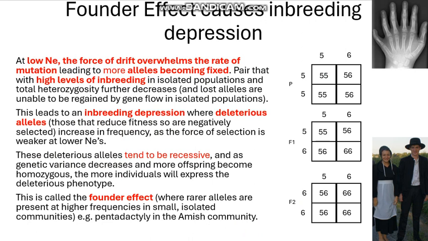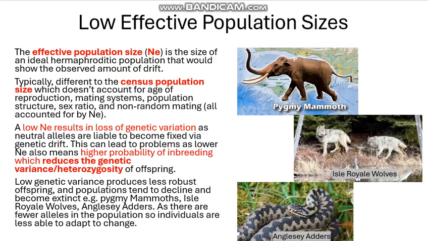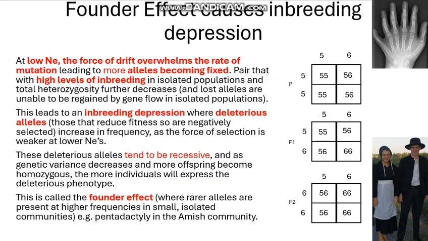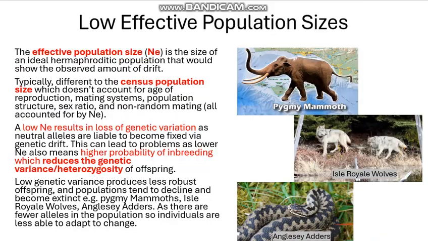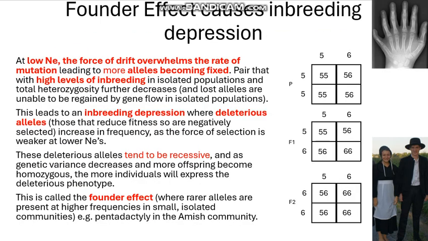And we're going to talk about the founder effect and how this can result in the accumulation of deleterious alleles, which is responsible for the population decline and eventual extinction that we see when there are population bottlenecks in certain species.